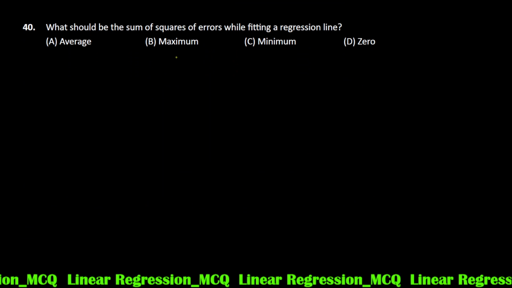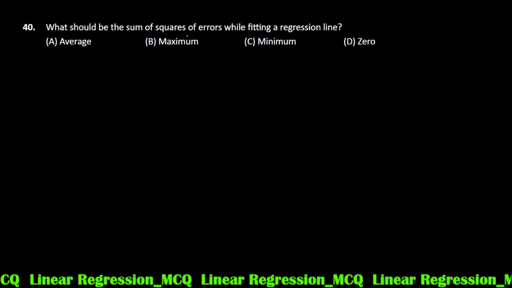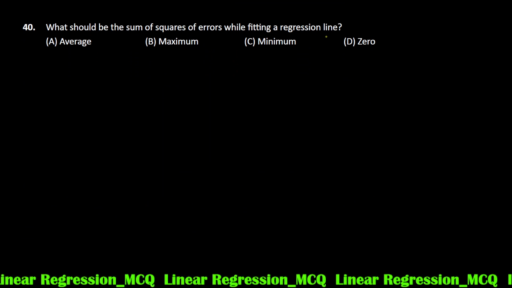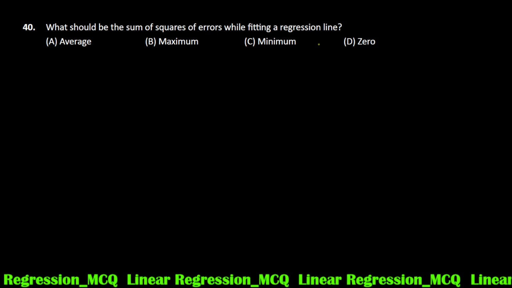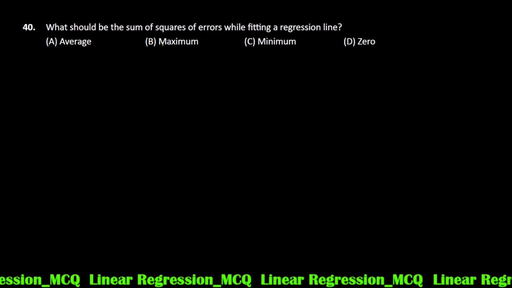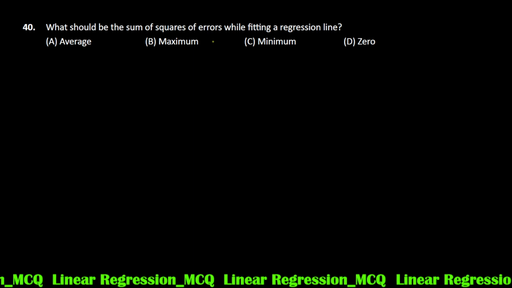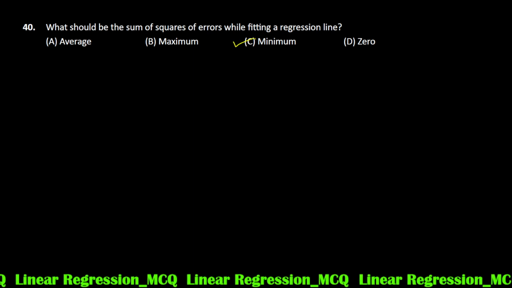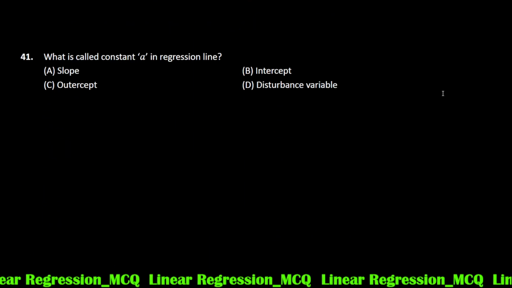Okay, question number 40. What should be the sum of square of error while fitting a regression line? It should be minimum. Sum of square of error should be minimum. So option C is correct option.